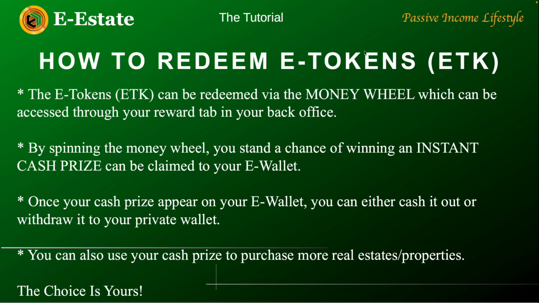Okay, by spinning the money wheel, you stand a chance of winning an instant cash prize that can be claimed to your e-wallet. Once your cash prize appears on your e-wallet, you can either cash it out or withdraw it to your private wallet. You can also use your cash prize to purchase more real estate or properties. The choice is entirely yours, guys, right? So these are different ways of redeeming your e-tokens and what you stand to benefit.